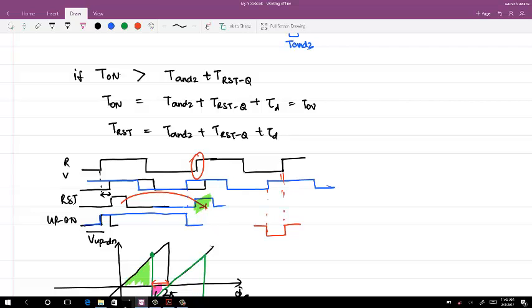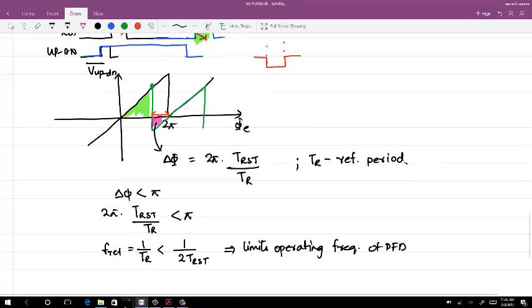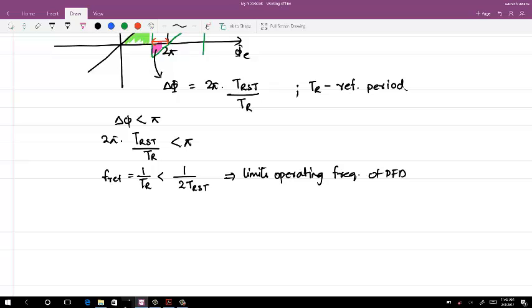Actually, in all the current lower technology nodes, your T reset time will not be more than 100 to 200 picoseconds, because the switches which you are using for a charge pump act very fast. But again, it depends on what kind of current you are pumping and other things. And this is with respect to the reference period, and reference frequencies are not more than a gigahertz. The reference frequency is mostly limited to a max of 100 or a few hundred megahertz.